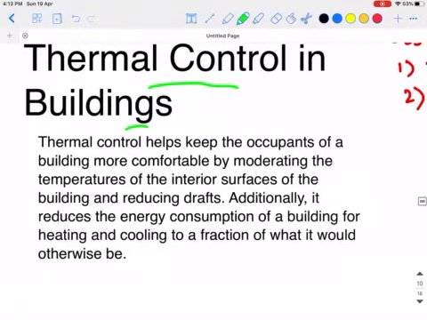Thermal control helps keep the occupants of a building more comfortable by moderating the temperatures of the interior surfaces of the building and reducing drafts. Additionally, it reduces the energy consumption. This point is important. It reduces the energy consumption of a building for heating and cooling to a fraction of what it would otherwise be.